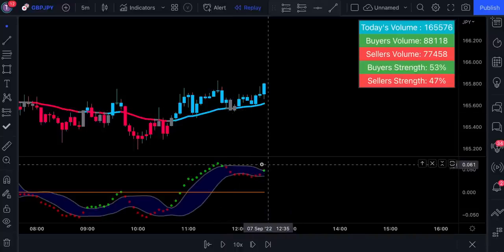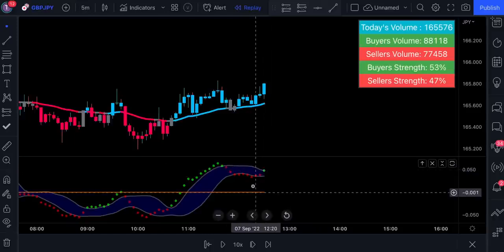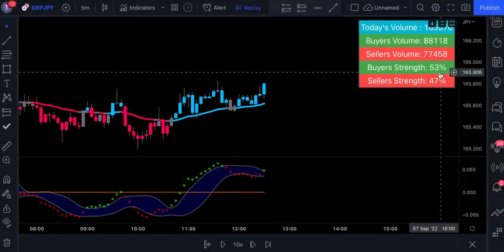So a new green circle must appear on the indicator, and most importantly, the circles must not touch or cross the zero level while they're being red. And finally, we're going to be looking at the volume indicator for a sufficient buy strength. If the strength is over 50%, we can confidently enter a long position.